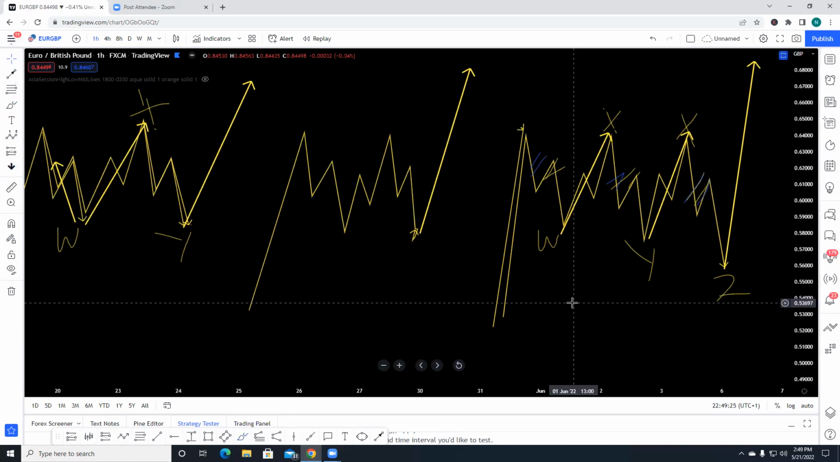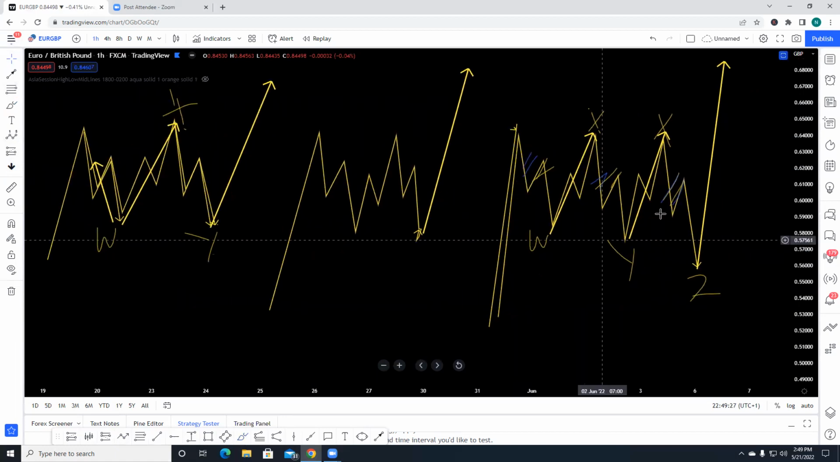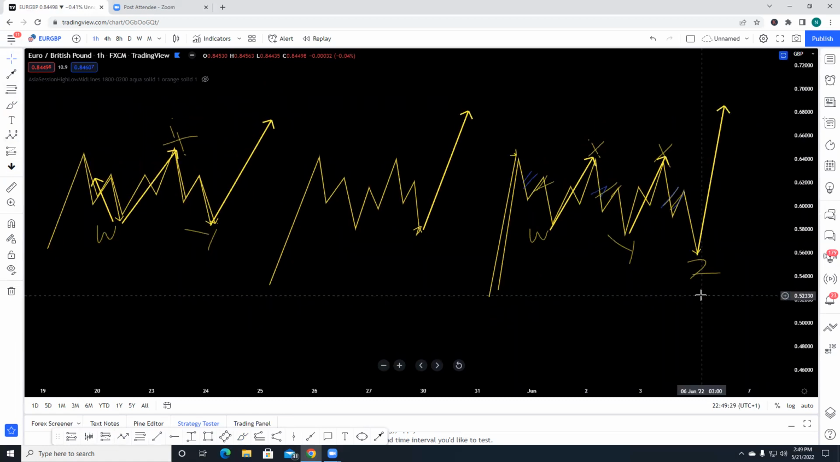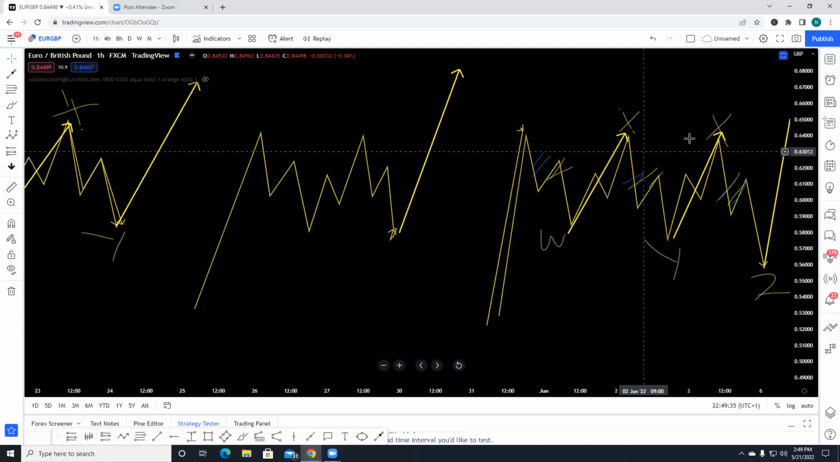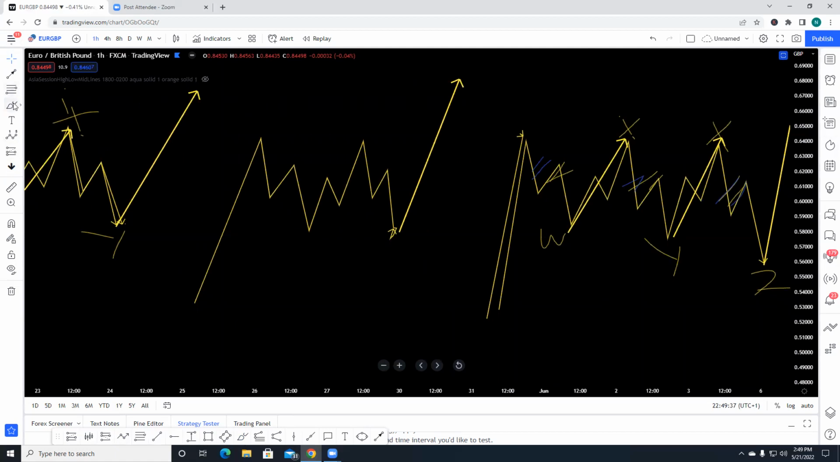So this is what is called a level swing sequence. What do I call it? A level swing sequence. Can we count it? Oh, yes, we can count it. Let's count it, guys.